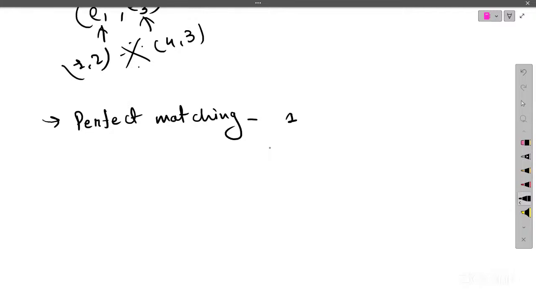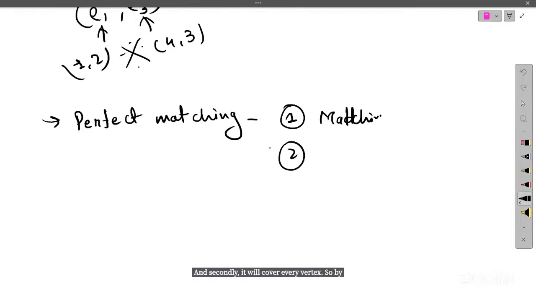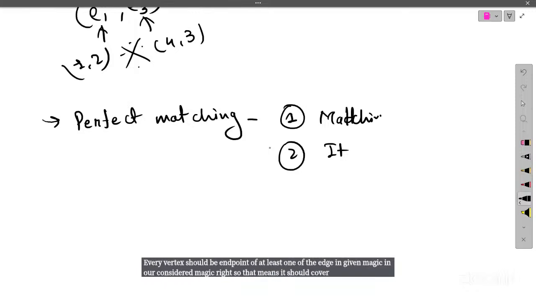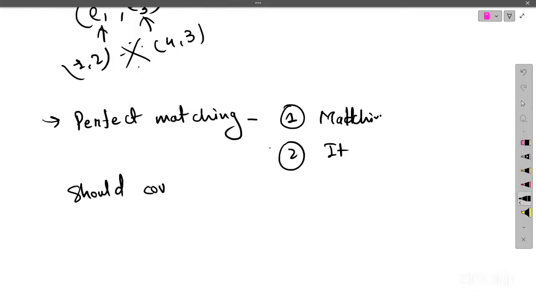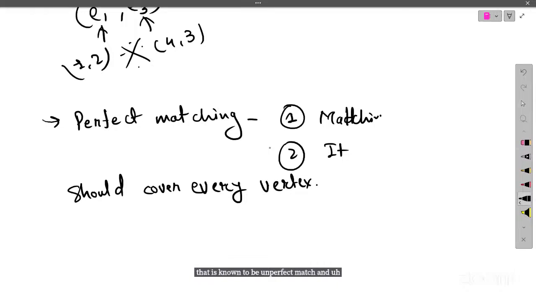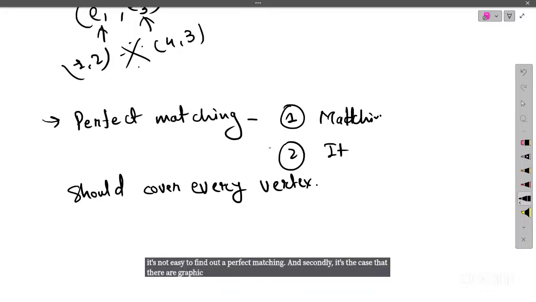Firstly, it's a matching. And secondly, it will cover every vertex. Covering every vertex means every vertex should be an endpoint of at least one of the edges in our considered matching, right? So that means it should cover every vertex. That is known as a perfect matching. And it's not easy to find a perfect matching.